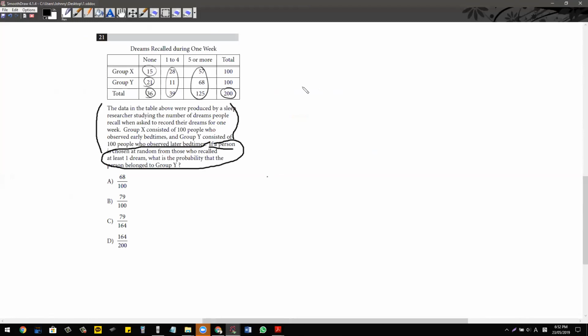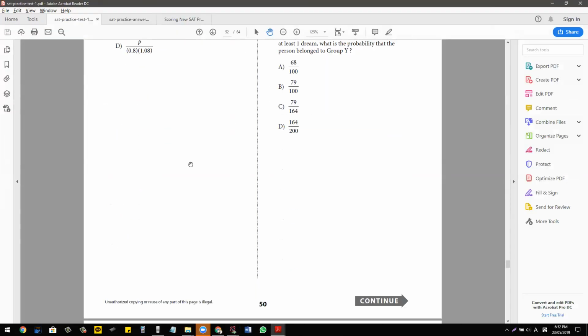79 over 164. Just have to look at these choices. Don't have to try so hard to add them up. So the number of people who recalled at least one dream is this, right? One or two, because it's at least one. So you are choosing out of that, you're choosing this many people. There are this many people that are group Y out of the total. So that's why this is the probability. Very easy.